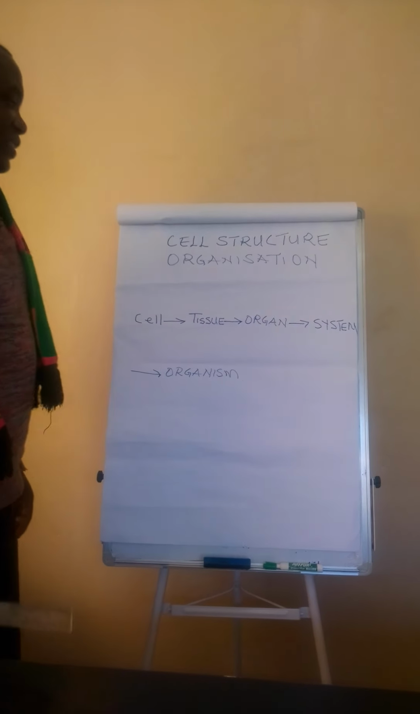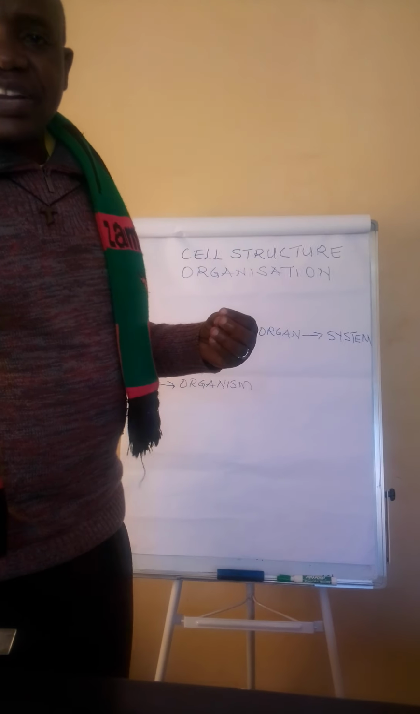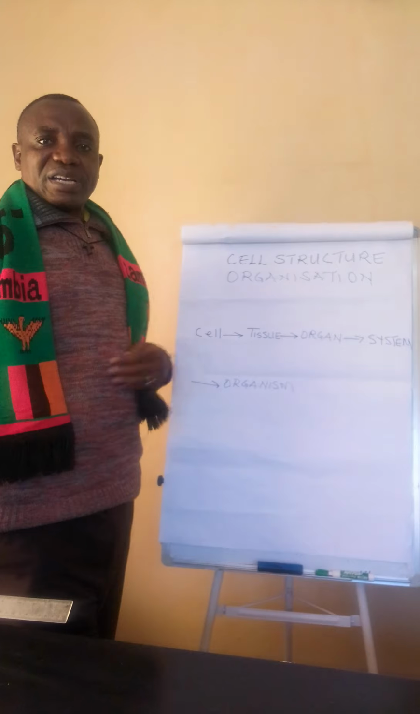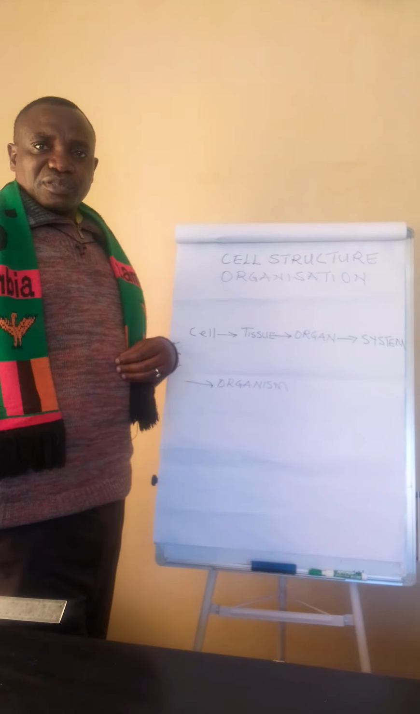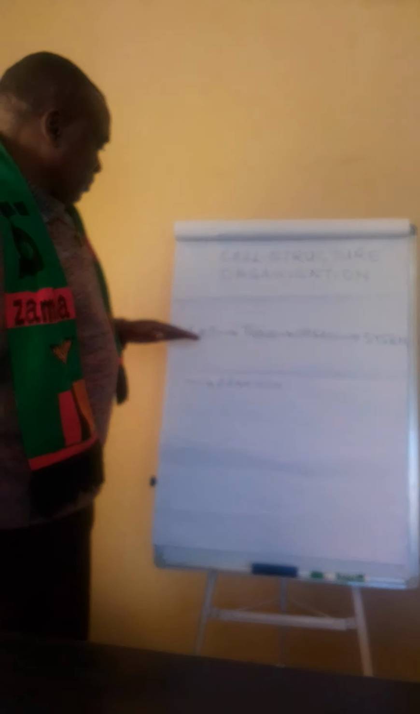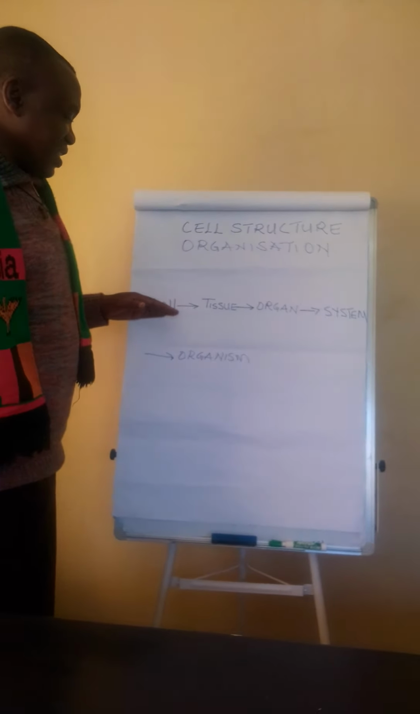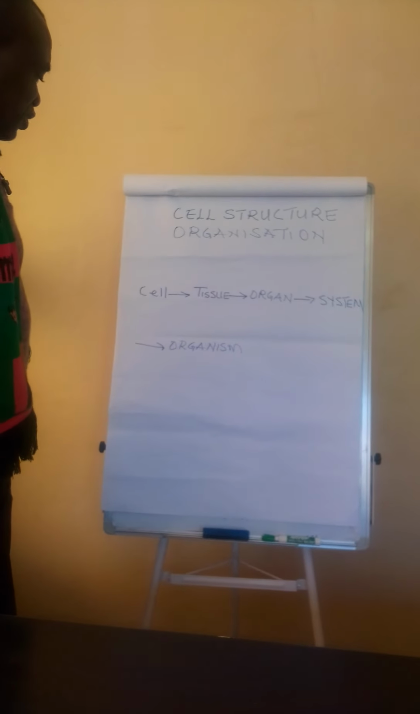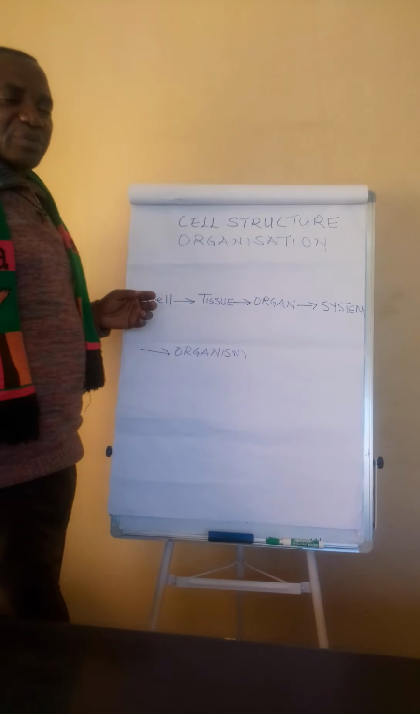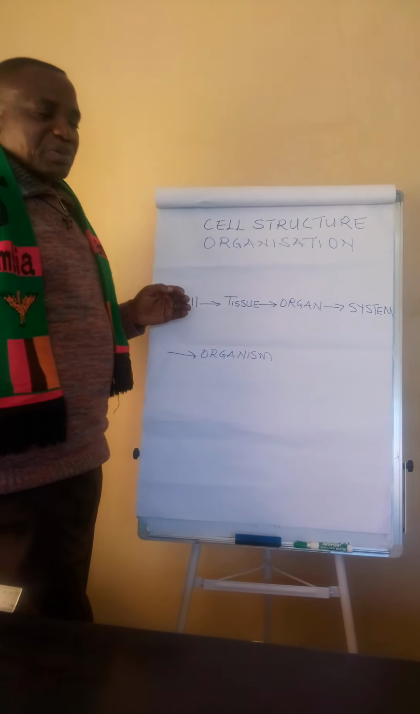We come to cell structure organization. So that means, how is our body organized from cell to organism? Okay. So we can say that the starting point is the cell. But as you go further down this way, you find that we don't just begin with the cell. In actual fact, we begin with atoms and molecules. These atoms and molecules form cells.